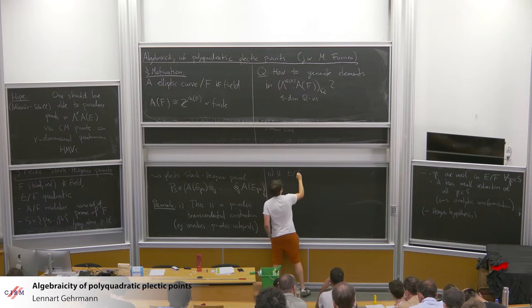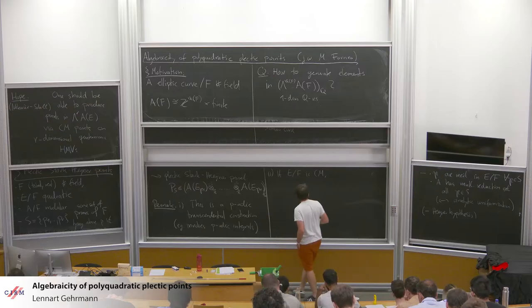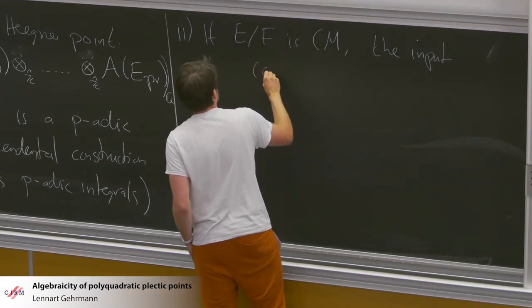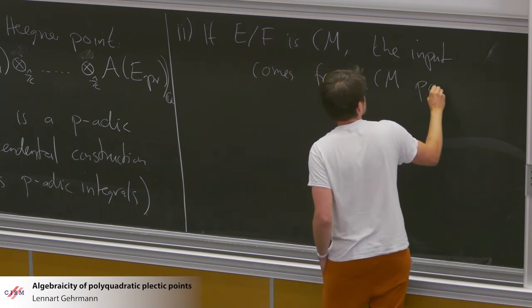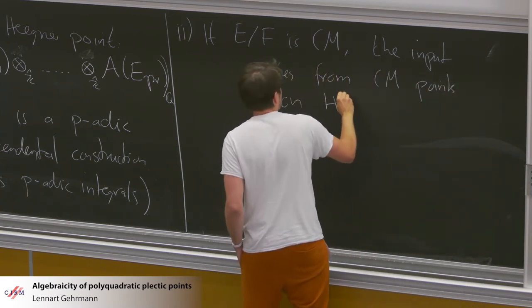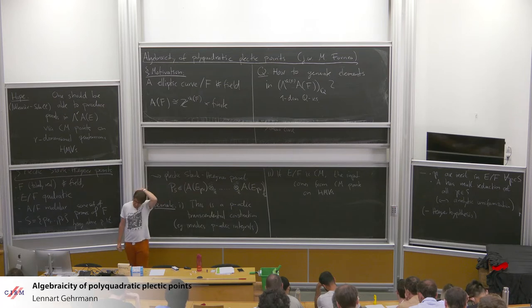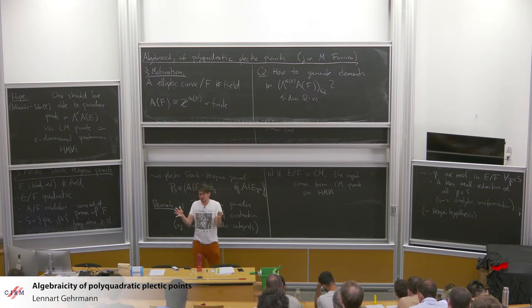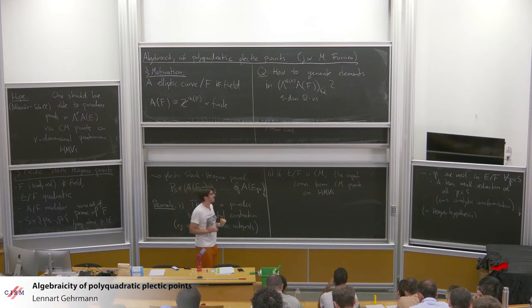Maybe that's the first remark, but if E over F is CM, somehow the input comes from CM points on Hilbert modular varieties. So here we have some kind of p-adic integrals over some kind of measures, but the functions we are integrating is something like a tensor product of rational functions that have divisors supported on CM points. So there is some kind of relation to geometry, but it doesn't help somehow.